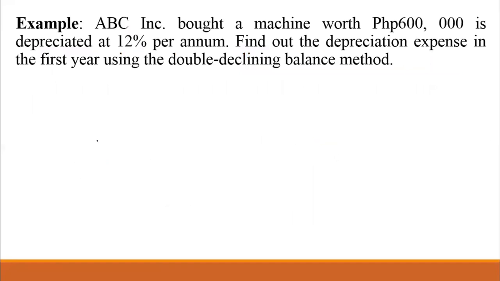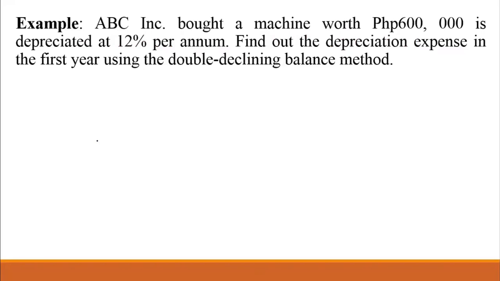Ayun. So, let's have an example. So, we have here ABC Incorporated bought a machine. Okay? So, magsawa tayo sa machine. Machine worth 600,000 pesos, depreciated at 12% per year, per annum. Okay, so find out the depreciation expense in the first year using the double declining balance method. All right.